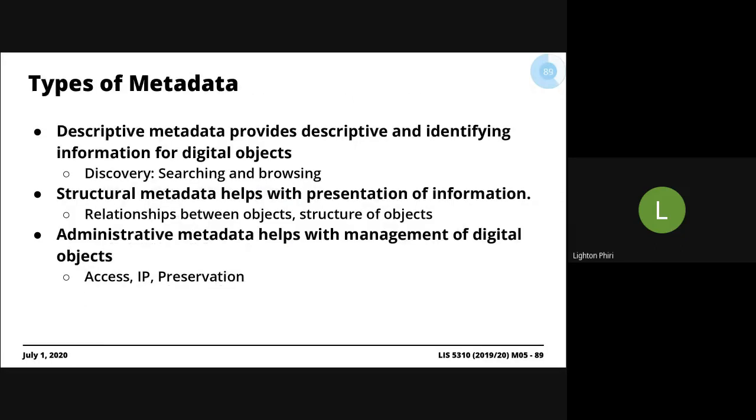So it turns out that there are smart people out there that have figured out that metadata comes in three broad categories. There's so-called descriptive metadata, structural metadata, and administrative metadata, right? The descriptive metadata is the one that provides descriptive information about the digital object. So usually the information you'd want to use insofar as searching and browsing is concerned, right? So things like the title, the author, abstract, these are all descriptive metadata elements that help people to find what they're looking for.